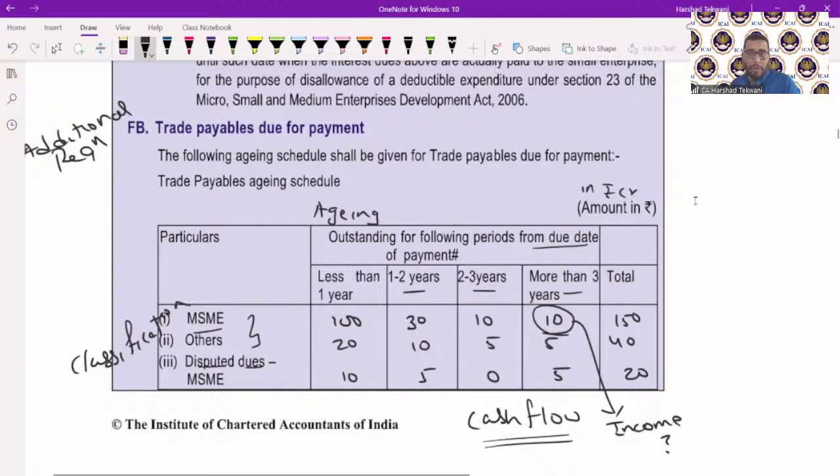Any doubt with respect to payables, guys? Any doubt? Understand the logic why this is there. Vidula, yes, this is applicable.